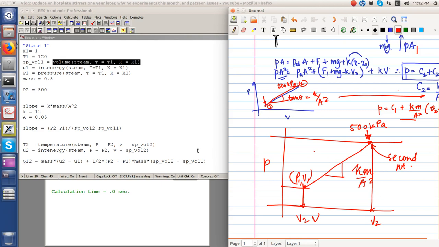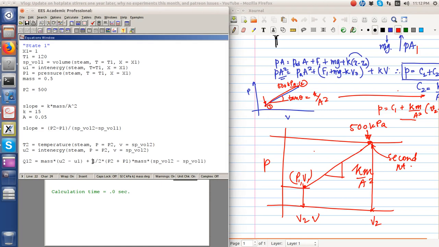The work done for such a linear process is equal to half times the sum of the initial and final pressure multiplied by the total volume change, and the heat transfer is equal to the addition of the work done to the total change in the internal energy. This is how we were able to solve the problem. Try this out. It's not very different.